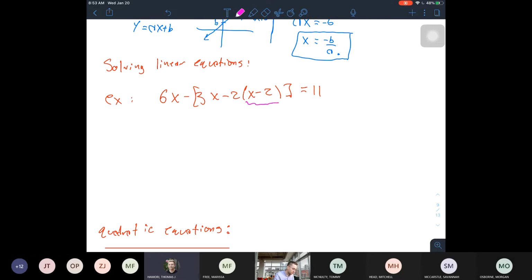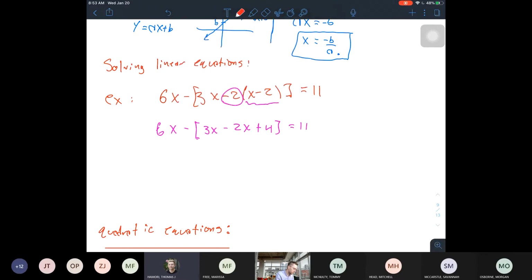And what we should do is distribute this 2 over there. So let's first do that. We take 6x minus, bracket that is, 3x minus 2x. And remember, this negative 2 comes onto this x and becomes minus 2x. The negative 2 comes onto the negative 2, which should become a plus 4, equals 11.